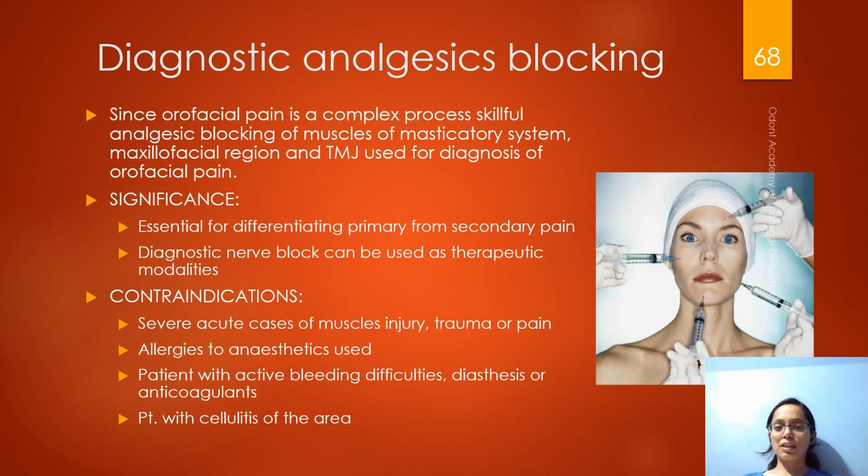Then we have diagnostic analgesic blocking. It is very similar to our anesthetic test where we were using it particularly for the tooth, but here we need to be very skillful and understand the positioning of the different masticatory muscle systems and the TMJ. So we can use anesthesia, and if you are suspecting a TMJ problem, we can anesthetize that part or a particular muscle which is causing that pain. We can use that diagnostic nerve block and see what is the response of the patient.